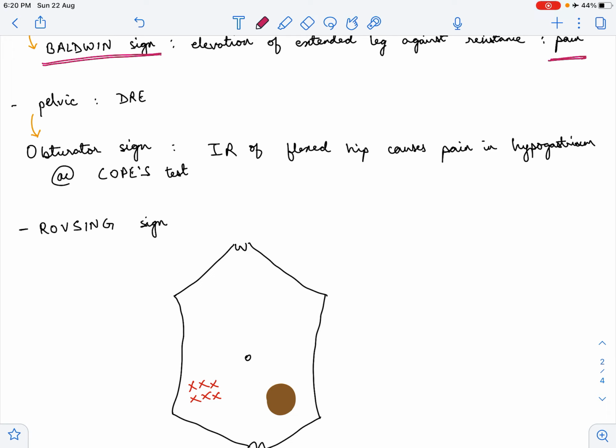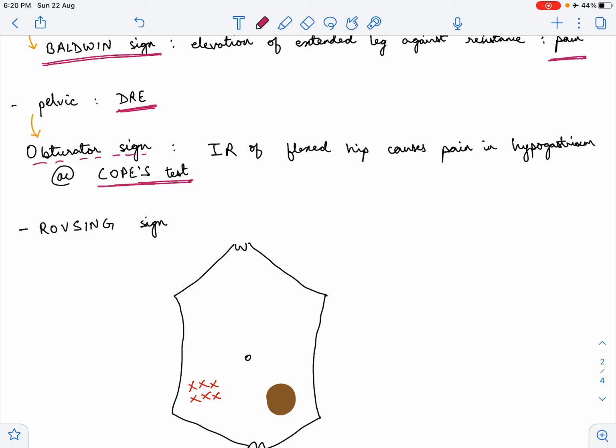Now, in pelvic appendicitis, you are going to get one more sign, I missed one point. In pelvic appendicitis, when you do a DRE, a digital rectal examination, the patient complains of pain. In pelvic appendicitis, there is also one more fascinating sign called the obturator sign. This is named after the person who discovered it, called Cope.